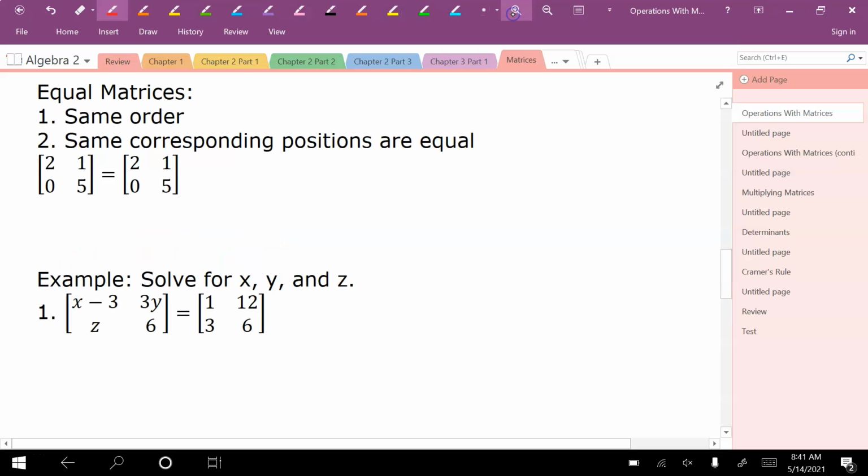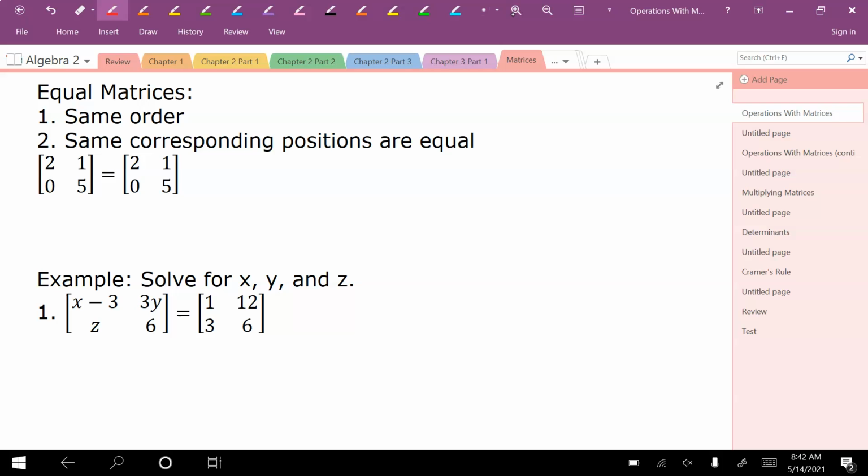If we have matrices that are considered to be equal, that means the matrices have the same order. So they have the same rows, the same columns, and the same corresponding positions are equal. That means the top left corner on both matrices is the same number or the same letter, and all of the other positions in the matrix also match. So they basically have to look identical. They have to have all the same numbers, all the same number of rows, all the same number of columns. Now, if they give us two matrices with an equal sign in the middle of them, we can assume that means that they are equal.